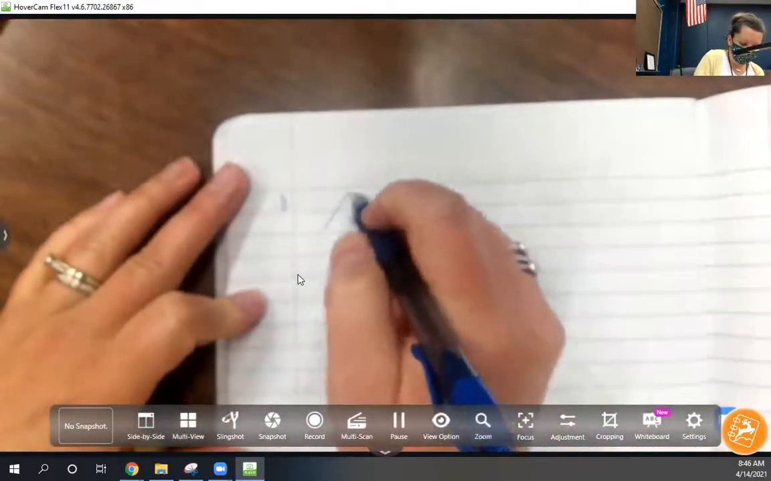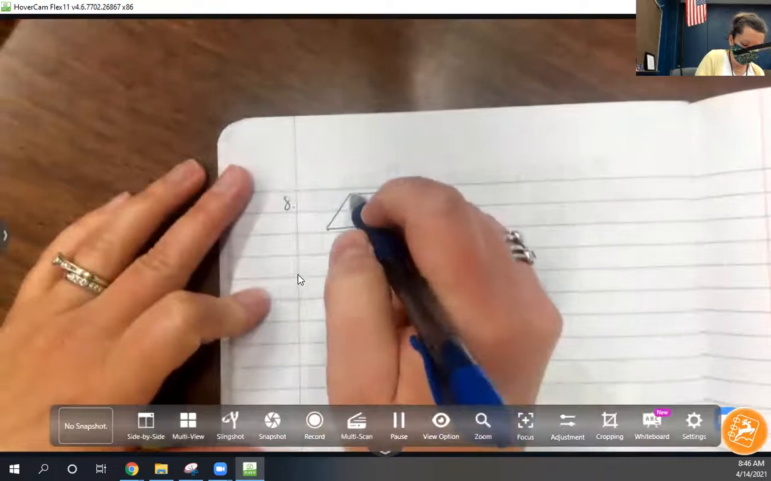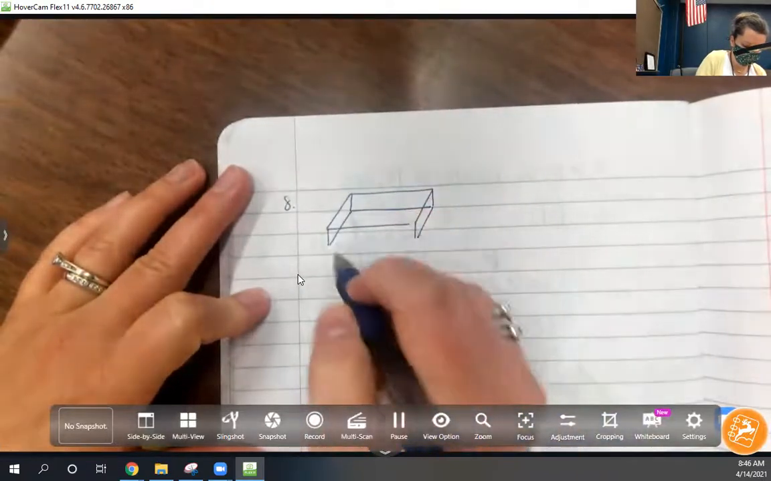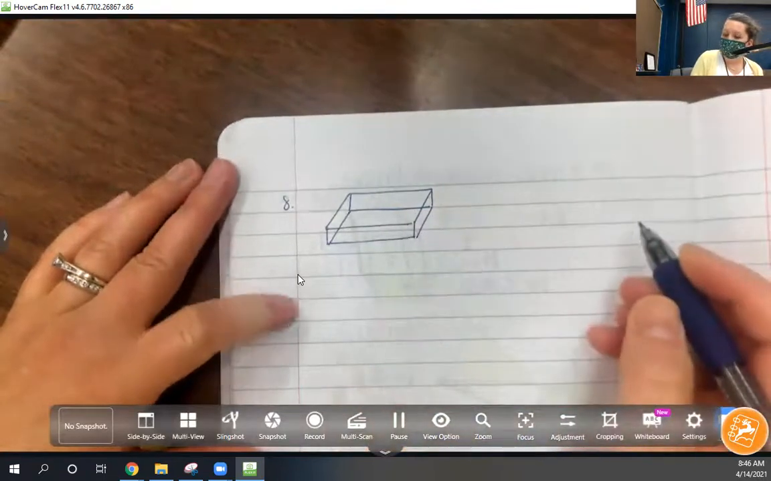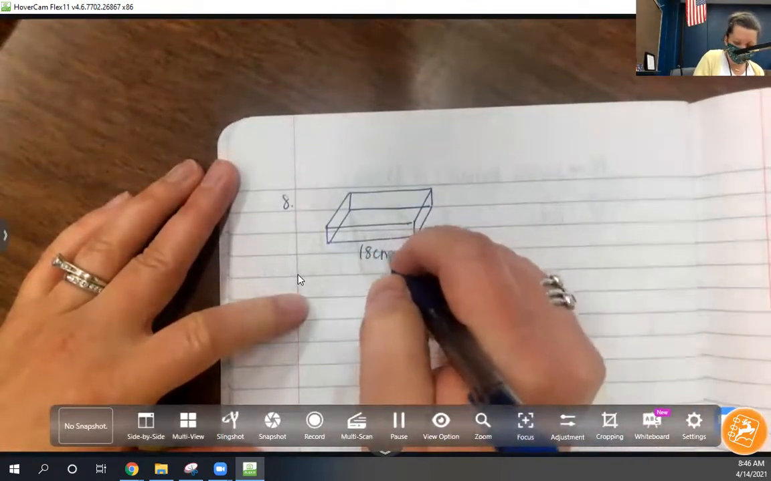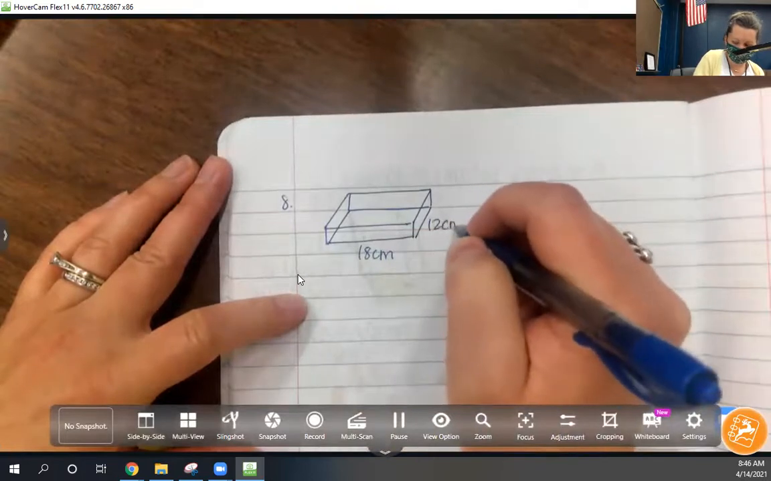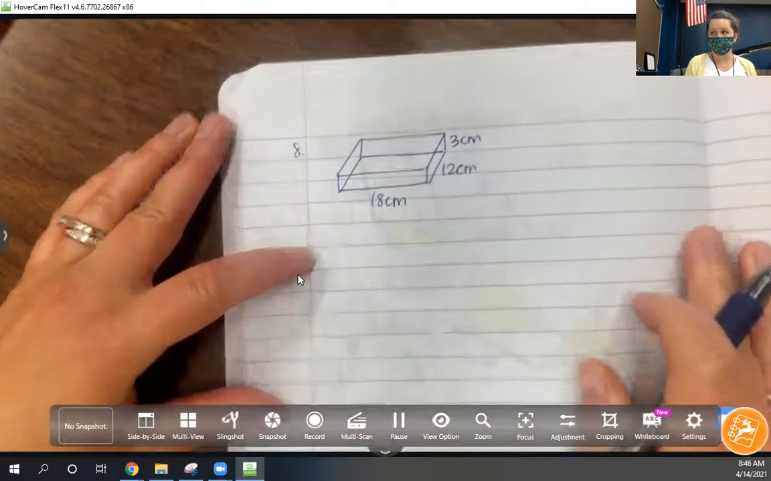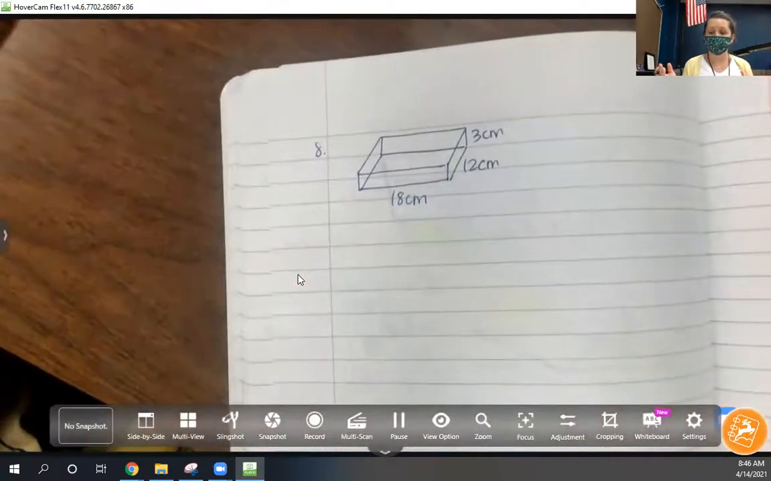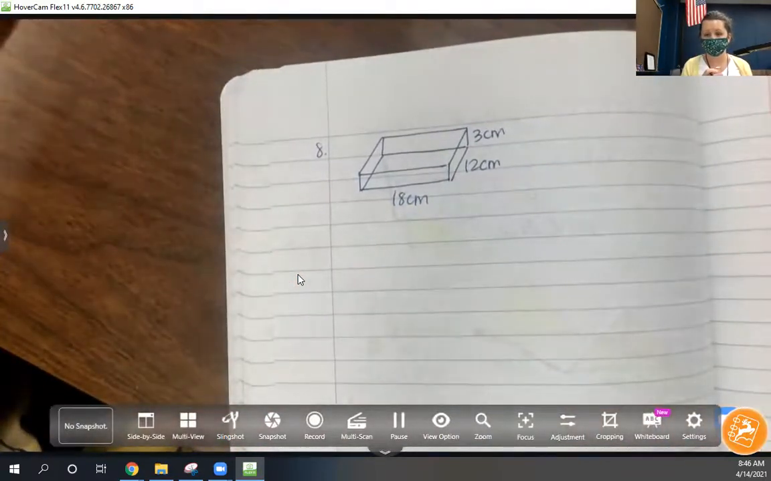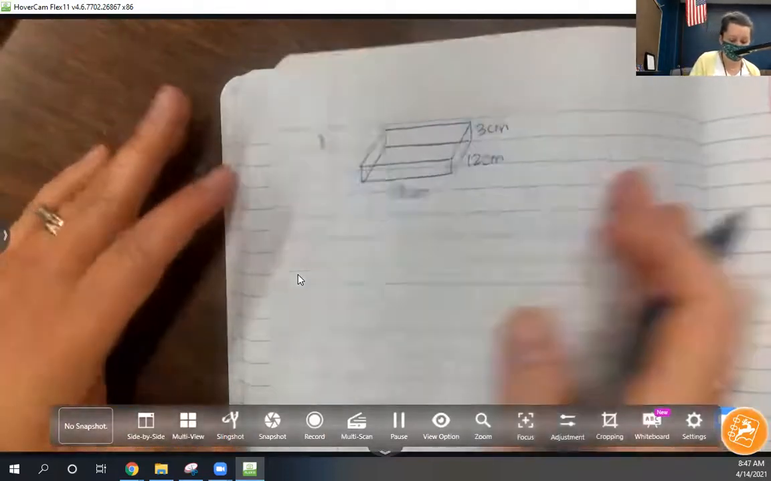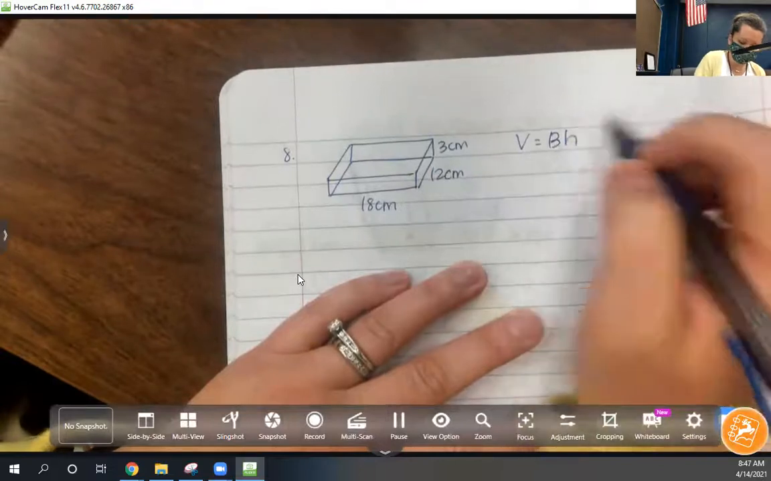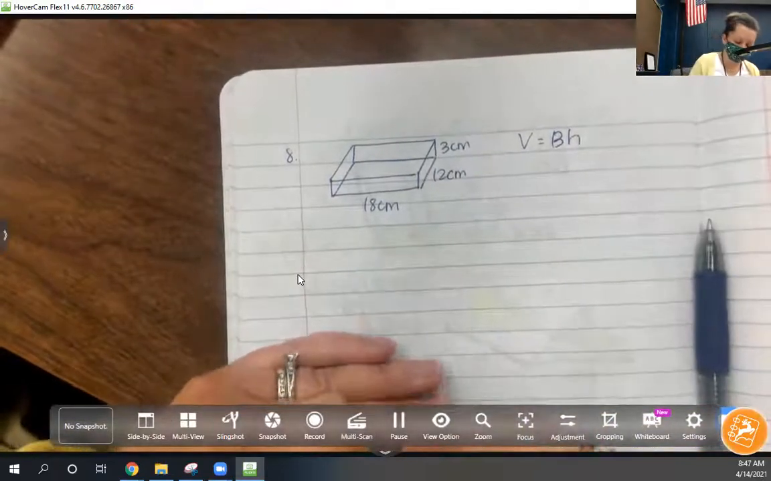So we have a rectangular prism, kind of like the last one that we saw. And it says 18 centimeters, 12 centimeters, and 3 centimeters. Well, it says describe the change. Well, I need to know what the first volume is to see what the change of the second volume is going to be when I do the changes. So if I know that volume equals base area times height, let's see what we got.